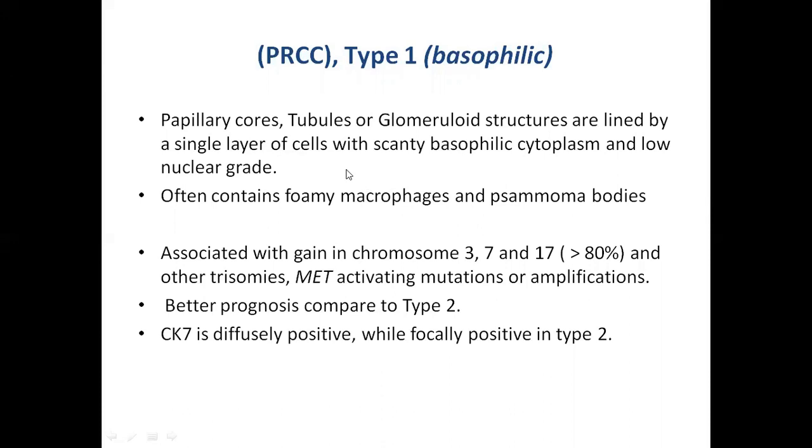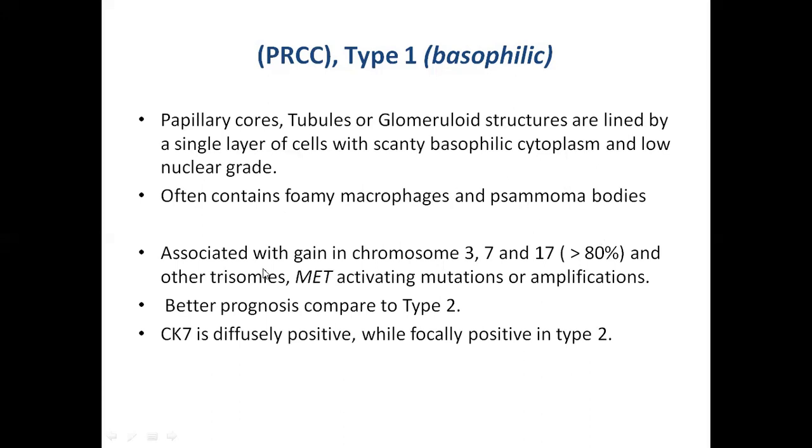Often inside their papillary architecture, they contain foamy macrophages, and they have psammoma bodies as well. Psammoma bodies are histologically purplish in color, and they represent aggregates of calcium. They can be seen in many other papillary architecture type tumors, such as papillary carcinoma of the thyroid, papillary carcinoma of the ovary, and they can even be seen in meningiomas as well. So they are not very specific.